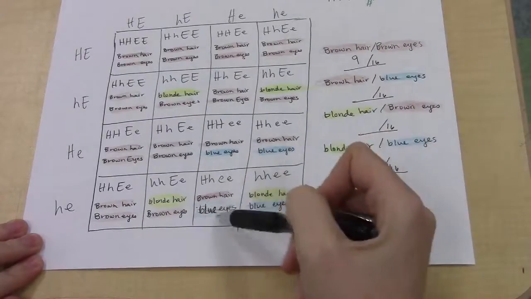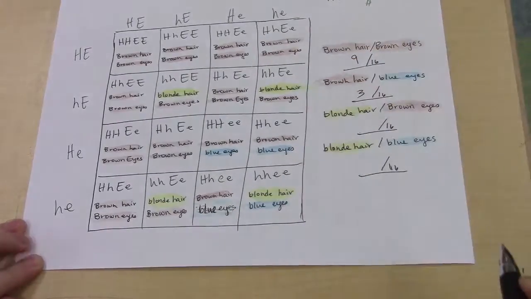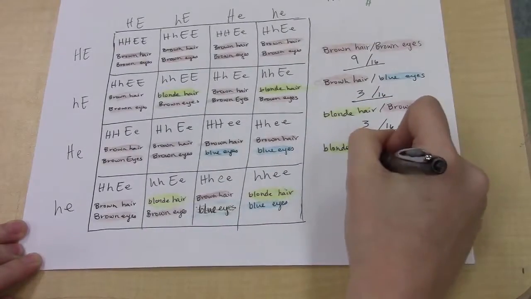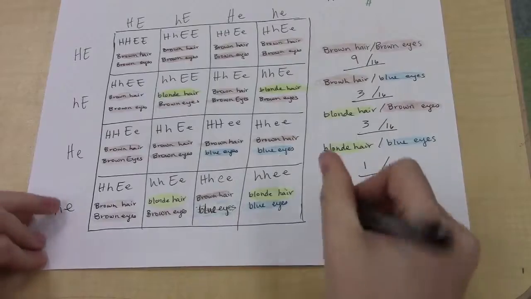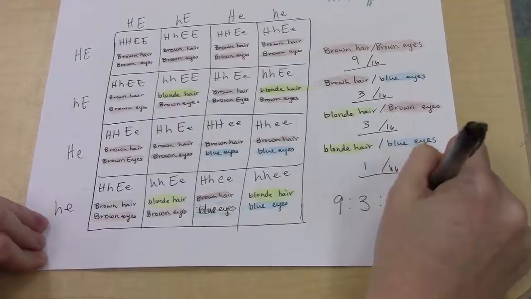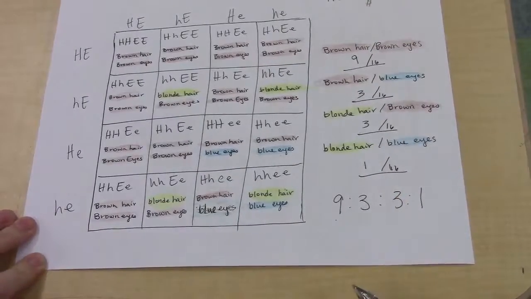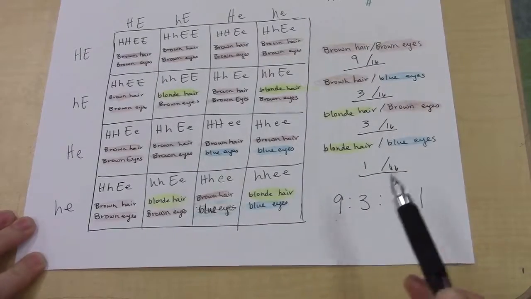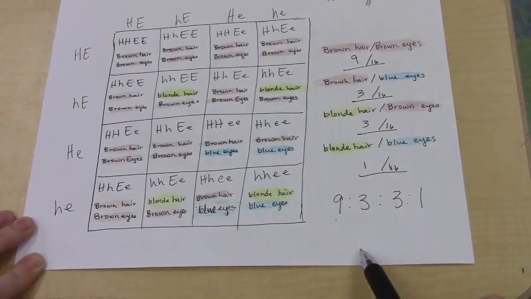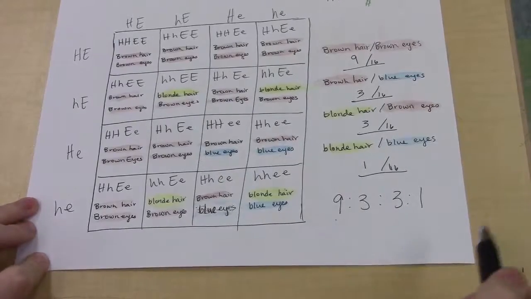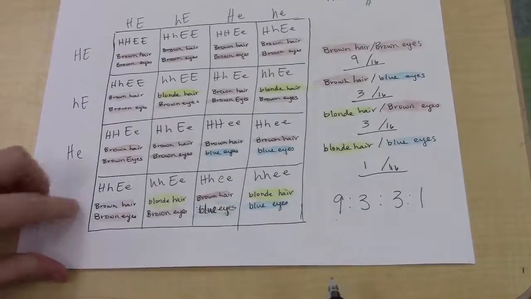Brown hair, blue eyes, 1, 2, 3. Blonde hair, brown eyes, 1, 2, 3. And blonde hair, blue eyes, just 1. So the ratio here is 9 to 3 to 3 to 1, right? 9 that are dominant for both, that show both dominant phenotypes, 3 that show the dominant of one and the recessive of the other, 3 that have the opposite combination, and 1 that is homozygous recessive for both, like this guy right here.